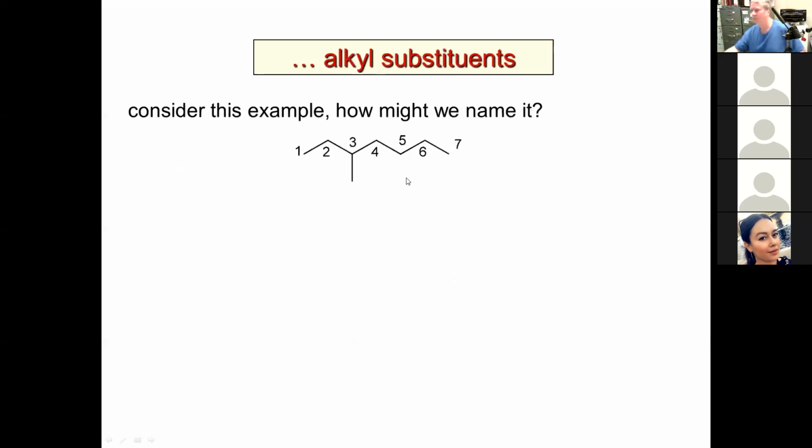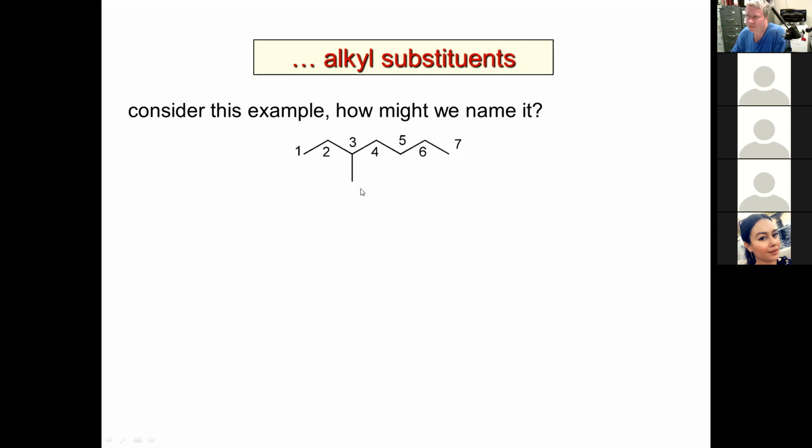Okay, how about this weird example? What's the longest chain? It's 7, so it's heptane, right? How do we name it if there's apparently a CH3 on carbon 3? What would this substituent be if it was its own molecule? It would be a single carbon with 4 H's on it. It would be methane, right? But when you have this as a substituent, it's not like 3-methane heptane. That sounds silly, right? It's 3-methyl.